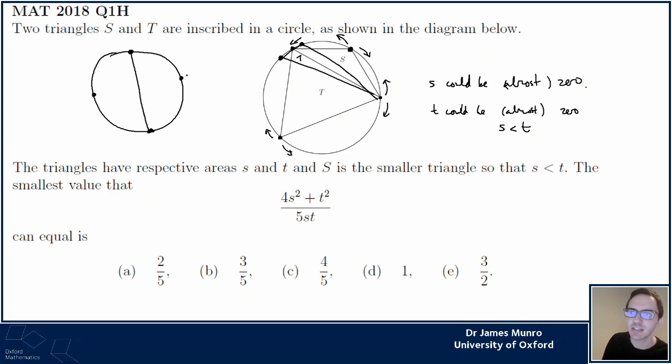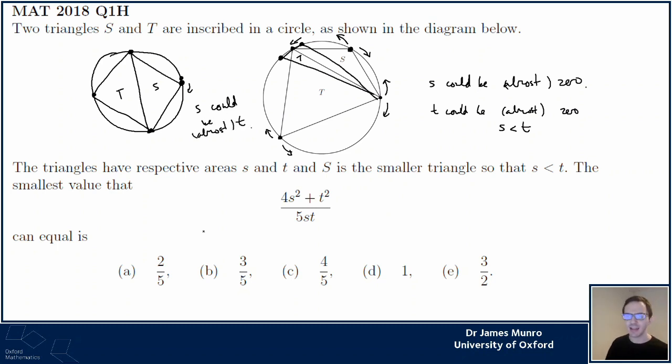If that's the case, the line could be some sort of diameter, and s and t could be like this, with s slightly off the midpoint of that arc, so that s is less than t, but they're pretty close together. So s could be almost t. And actually, anything else is possible.